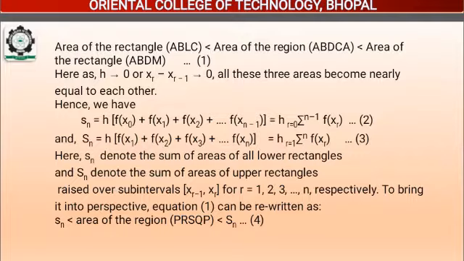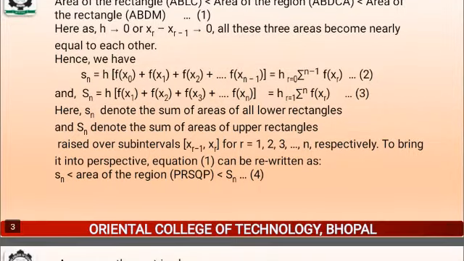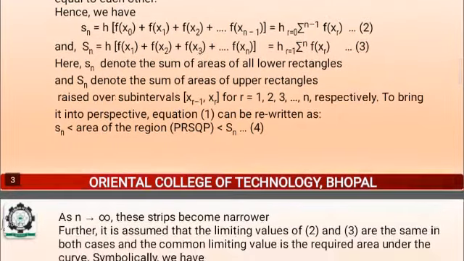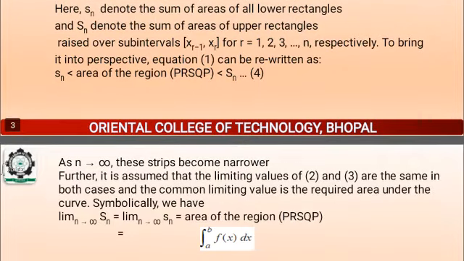Consider equation 2. Capital Sn equal to h[f(x1) plus f(x2) plus f(x3) and so on]. Here small sn denotes the sum of the areas of all lower rectangles and capital Sn denotes the sum of the areas of upper rectangles raised over the subintervals [x(r-1), xr] for r equal to 1 up to n respectively. To bring it into perspective, equation 1 can be written as small sn is less than the area of the region PRSQP, which is less than capital Sn.